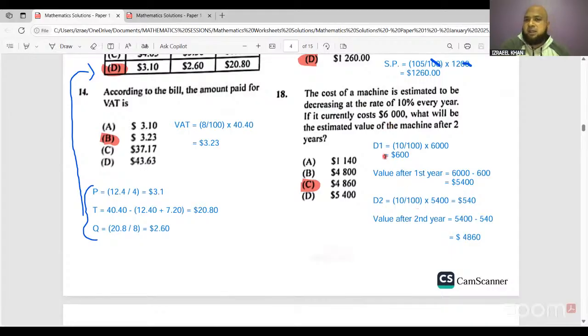In your second year, we find 10% of your 5,400, right? Just drop a zero, you get 540. And what do you think you do with that 540? That is the decrease in its price. So you subtract 540 from your 5,400, you get 4,860. C.